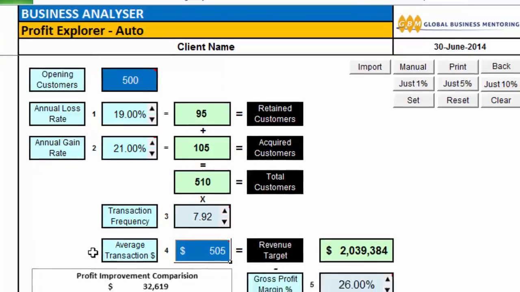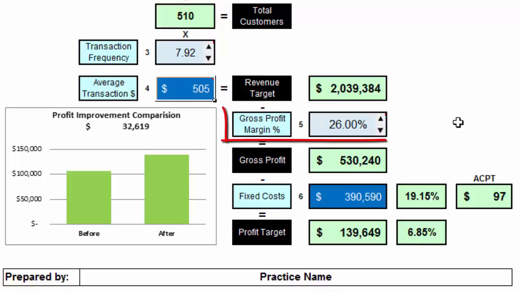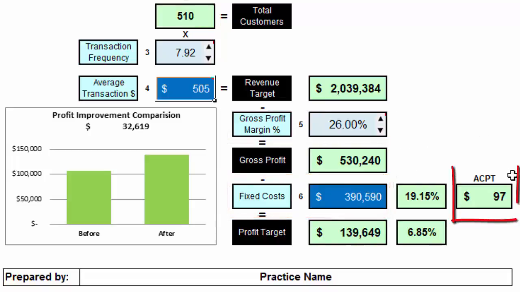Now revenue is $2,039,384. Gross profit margin was increased by 1 percentage point from 25 to 26, and fixed costs were also increased by the 1%. But what you'll notice is that the average cost per transaction, the cell on the far right, it reduced by 1% down to 97.